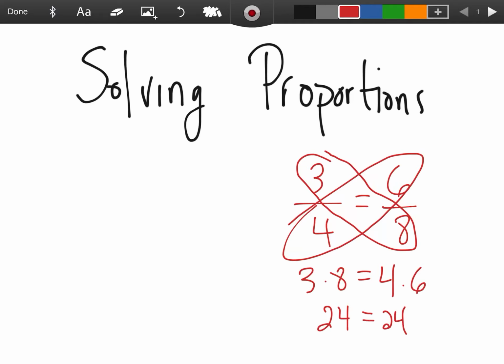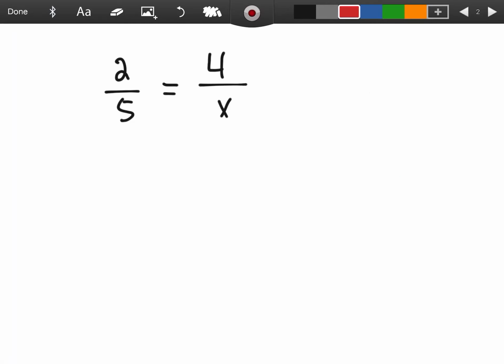So when we cross multiply, as long as the proportion is true, well, then the equation that we develop from cross multiplying will also be true. So let's jump into a few examples here.